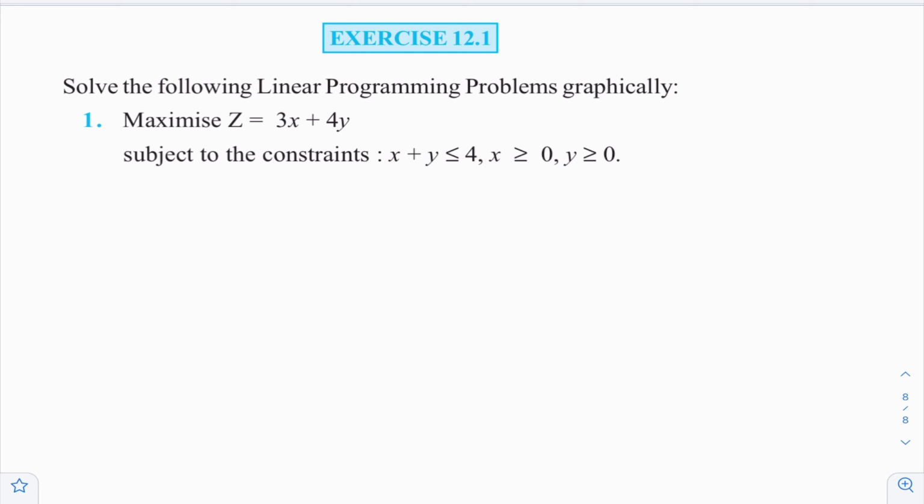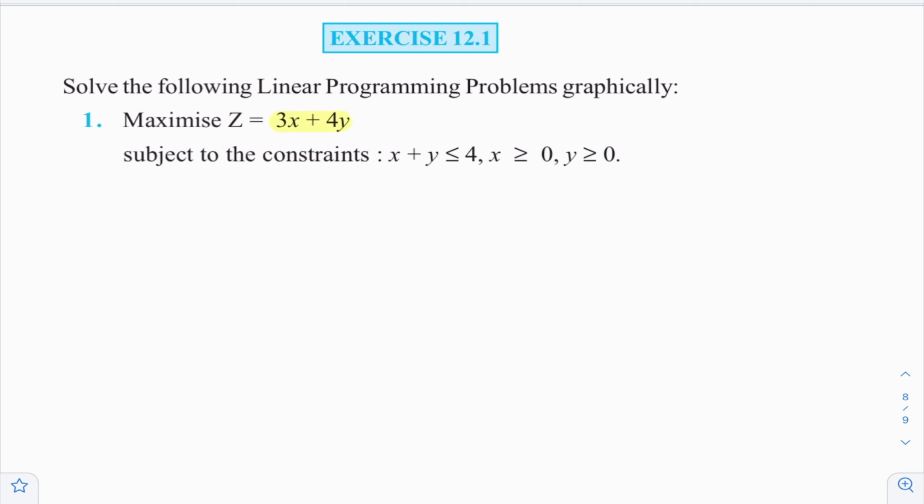Let's see this problem. What are they asking in this question? Solve the following linear programming problem graphically. They are asking to maximize this linear function. Whatever they ask, either maximize or minimize, that is known as the objective function. The objective function is denoted by Z. In this question, the objective function is Z equal to 3x plus 4y. And they have given constraints. Constraints means linear inequalities or conditions to maximize or minimize the objective function.